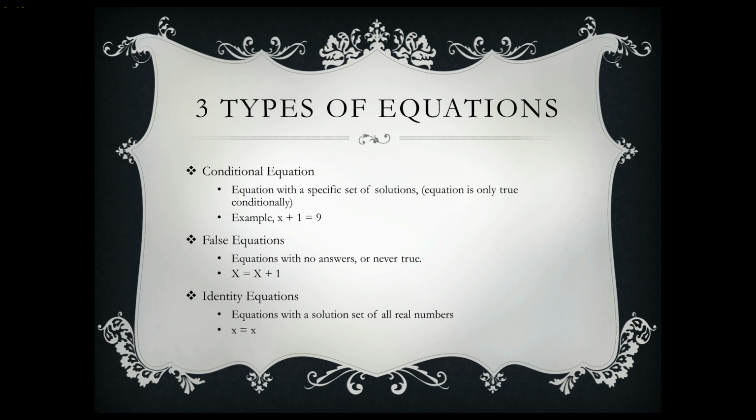A false equation is an equation with no answers, or it's never true. So for example, x equals x plus 1. An identity equation is an equation with a solution set of all real numbers, or x is equal to x. And as you can tell, any number is equal to itself, so the solution set is all real numbers.